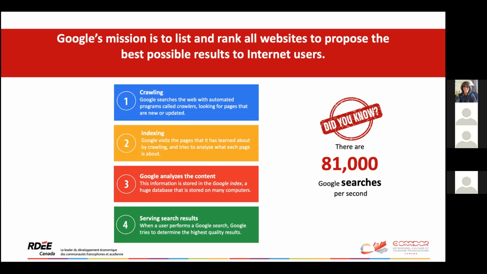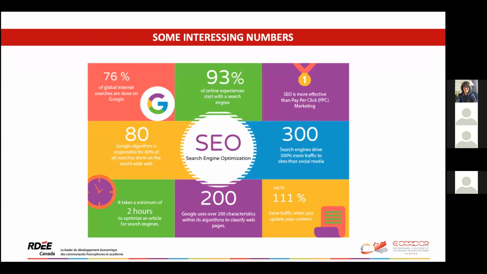There are 81,000 Google searches per second. So we're pros. We use Google a lot, and it's adapted to that. So we want to make sure that we're right there with them to make sure that you're found first.